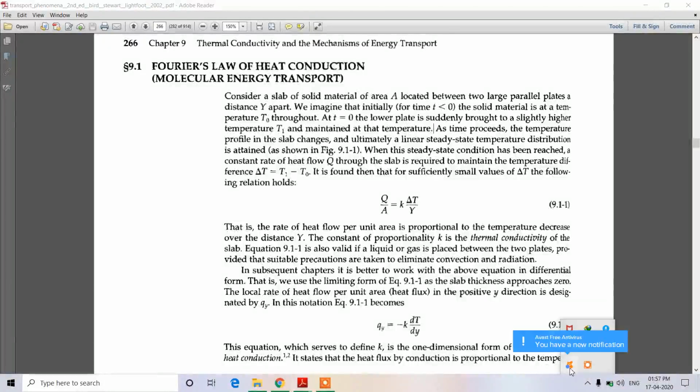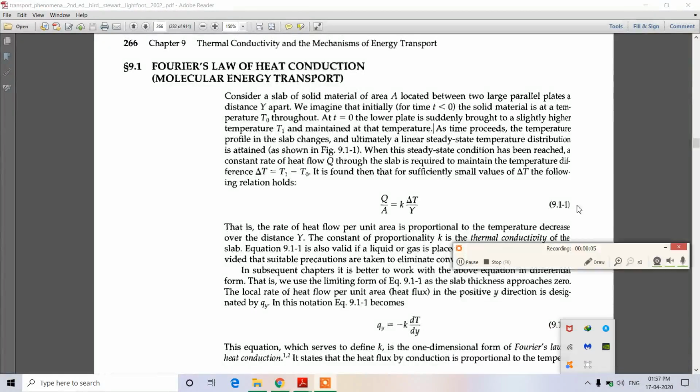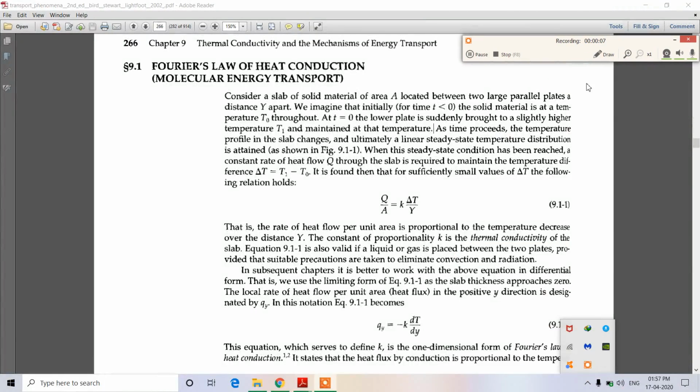Hello everyone. Today our topic is chapter number 3. In your syllabus, unit number 3, that is principle of steady state heat transfer. Principle of steady state heat transfer.